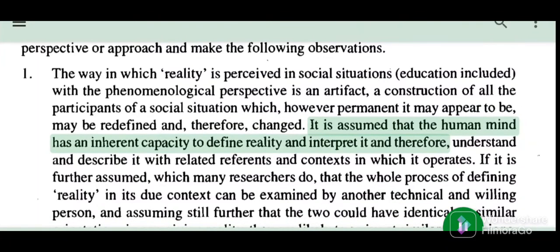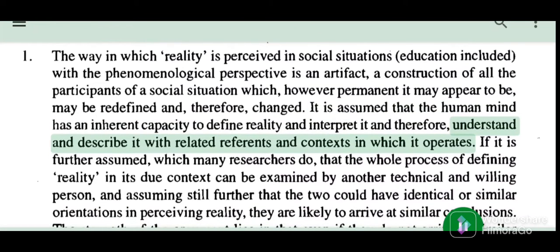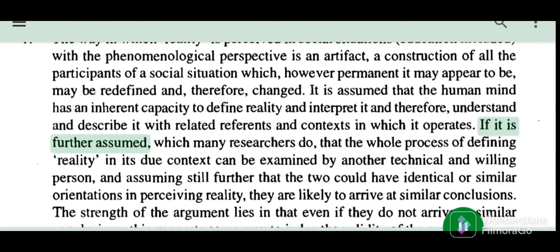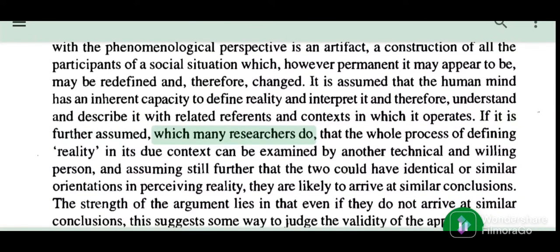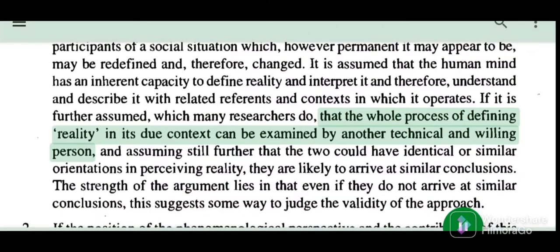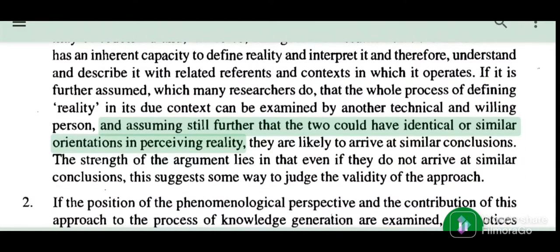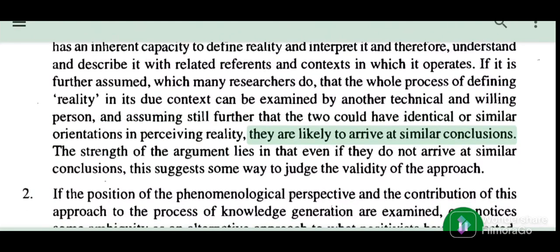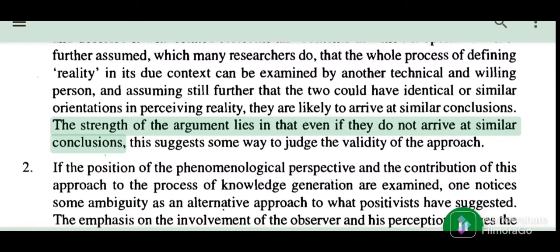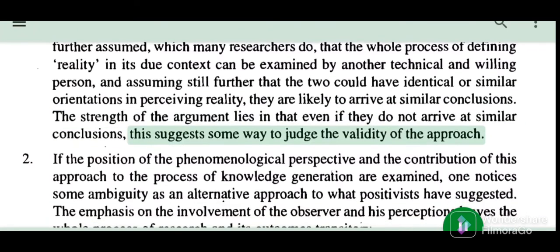It is assumed that the human mind has an inherent capacity to define reality and interpret it and therefore, understand and describe it with related reference and contexts in which it operates. If it is further assumed, which many researchers do, that the whole process of defining reality, in its due context, can be examined by another technical and willing person, and assuming still further that the two could have identical or similar orientations in perceiving reality, they are likely to arrive at similar conclusions. The strength of the argument lies in that even if they do not arrive at similar conclusions, this suggests some way to judge the validity of the approach.